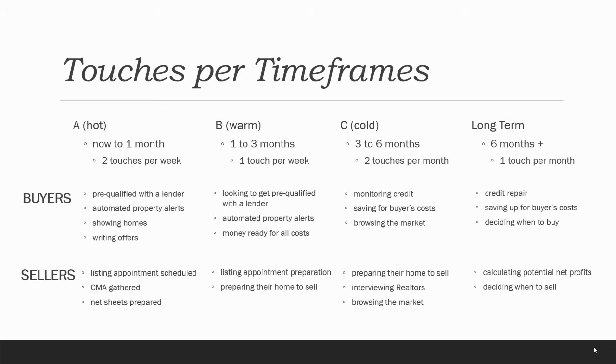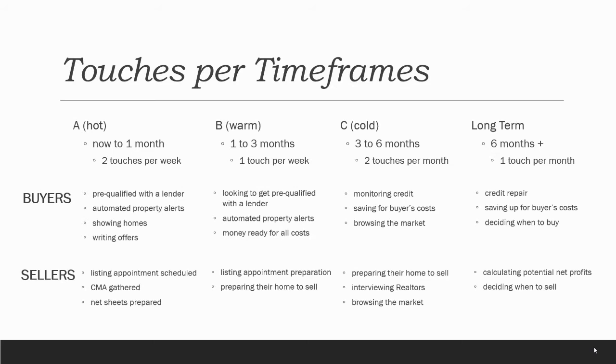And I've labeled underneath each of those what I would recommend for your touches per these categorized buyers and sellers. For anyone that's a hot or A buyer or seller, I recommend 2 touches per week, and we're going to go over that in a minute. Again, B or warm, 1 touch per week. C, cold, 2 touches per month, and long term, 1 touch per month.